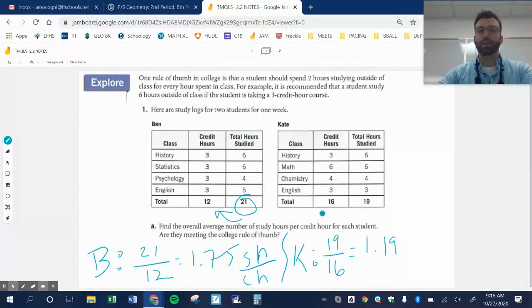Okay. Are they meeting the college rule of thumb? The college rule of thumb says spending 2 hours outside. So technically, no, they are not. But realistically, whatever works for you.